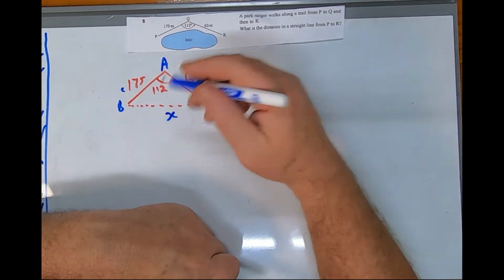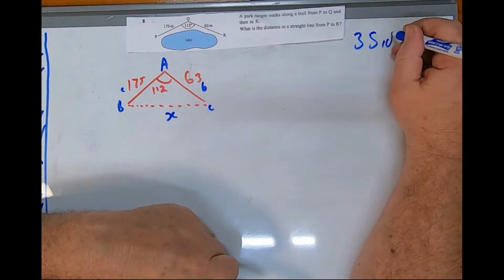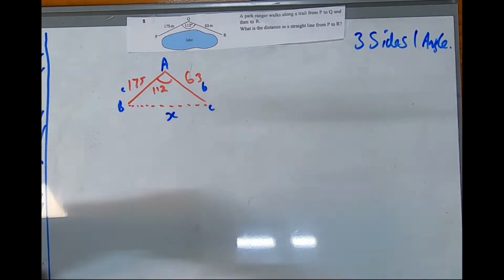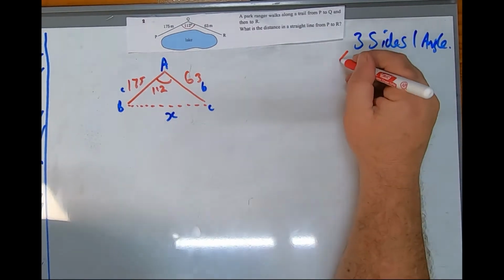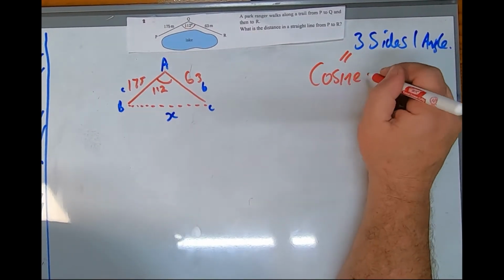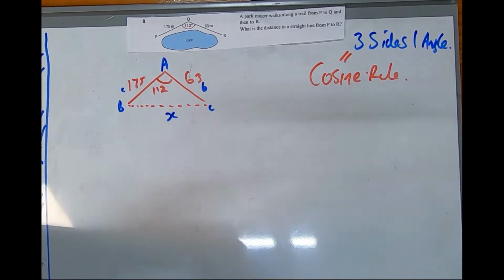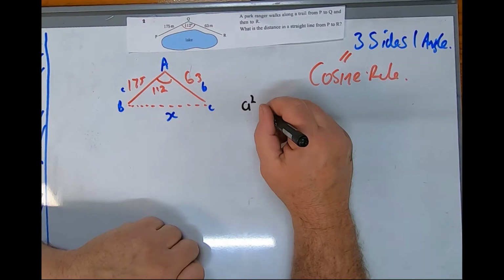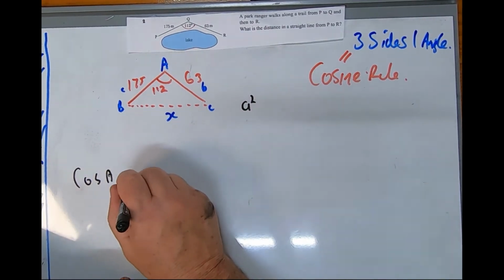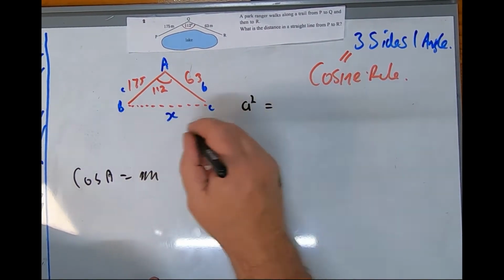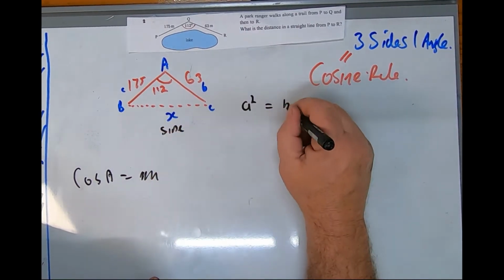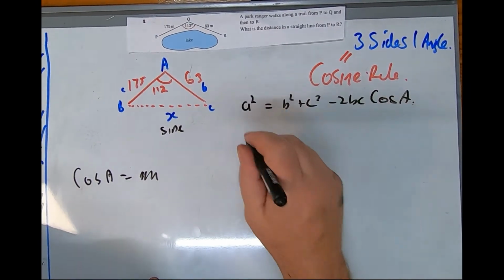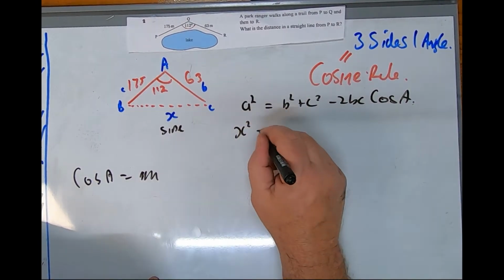Now, what rule uses 3 sides and 1 angle? No Freddo Frogs available, but everyone should have just been calling out the cosine rule. I'm using red today a lot. So, cosine rule. I'm finding a side, so I don't want the cos A equals blah blah. It's a side here: B squared plus C squared minus 2BC cos A. So X squared goes here.